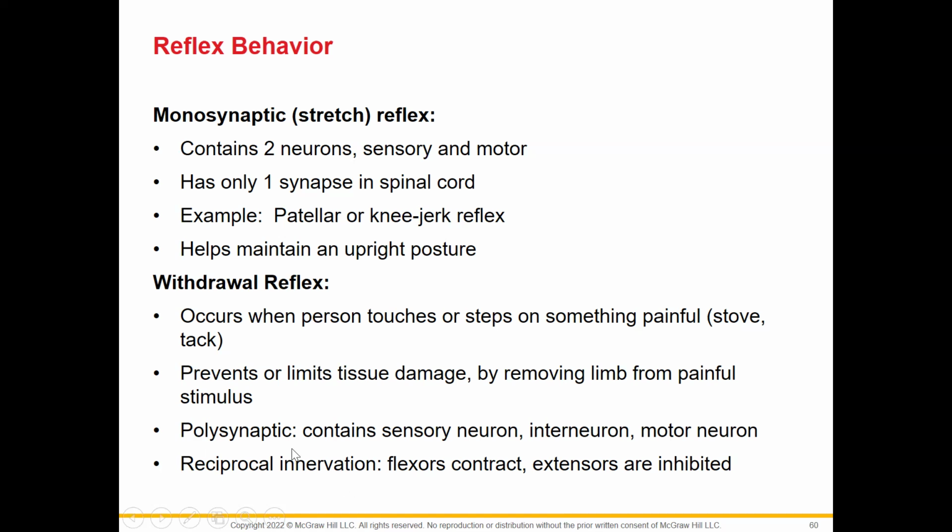Reciprocal innervation. Reciprocal innervation occurs during a withdrawal reflex and allows the flexors to contract and the extensors to be inhibited. So think about it this way. Flexors and extensors are muscles that do opposing actions. And at any given time, depending on the desired action, these muscles will either contract or relax to allow that action to occur. So when we are reaching out to the hot stove, our extensor muscles are activated, allowing our arm to extend. But as soon as we touch something hot, the body says we don't like it, we need to move our hand really quickly.